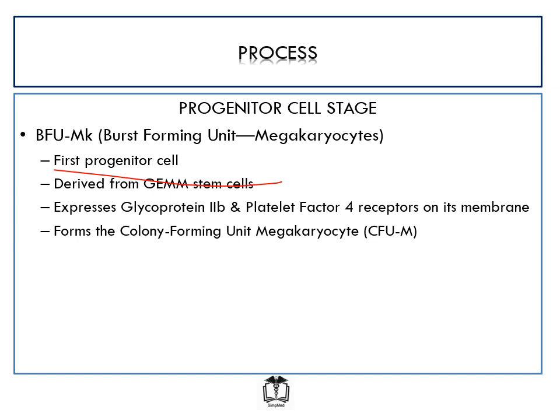In the case of the burst-forming unit megakaryocytes, although they are not morphologically identifiable, how we tend to identify them is by the presence of some glycoproteins on their cell membrane. So they particularly express the proteins we call glycoprotein 2b and the platelet factor 4 receptors on its membrane, and this is one way we can identify them. The burst-forming unit megakaryocytes would eventually undergo cell division and differentiate to form the next progenitor cell under the lineage of thrombopoiesis, which is what we call colony-forming unit megakaryocytes.